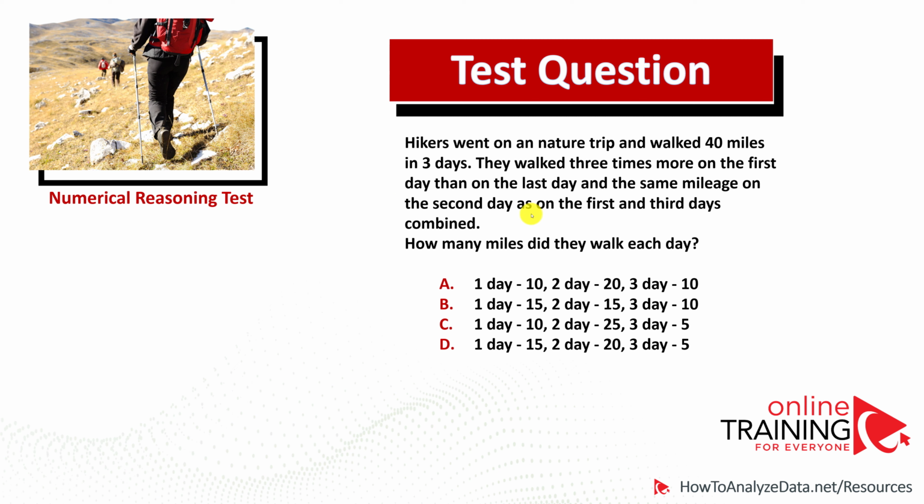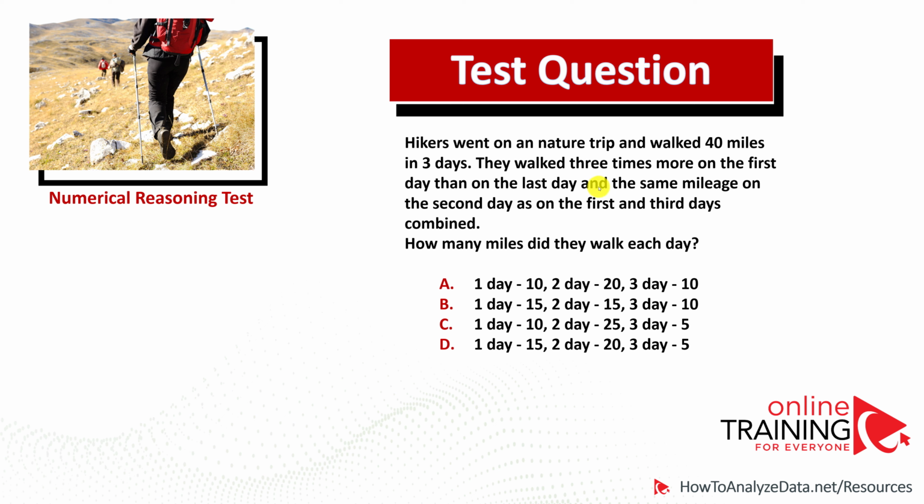Before jumping to the formula-based solution, let me show you a quick way to solve this challenge. If you read the second sentence, you would realize that they walked 3 times more on the first day than on the last day. The only choice that matches this condition would be choice D, because in choice D, on the third day, they walked 5 miles, and on the first day, they walked 15 miles. So 5 multiplied by 3 equals exactly 15.